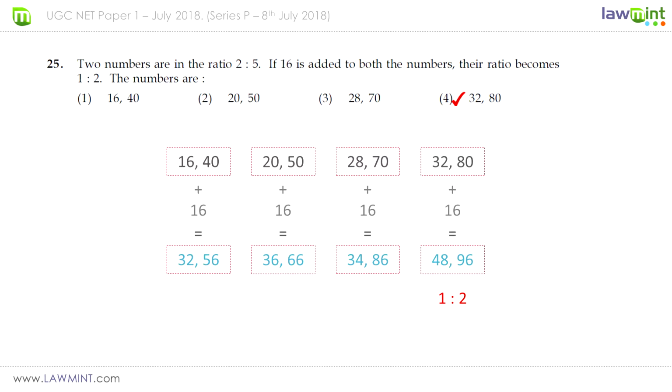the correct answer, because when we add 16 to 32 and 80, we'll arrive at 48 and 96, which are in the ratio of 1:2. So 4 is the correct answer.